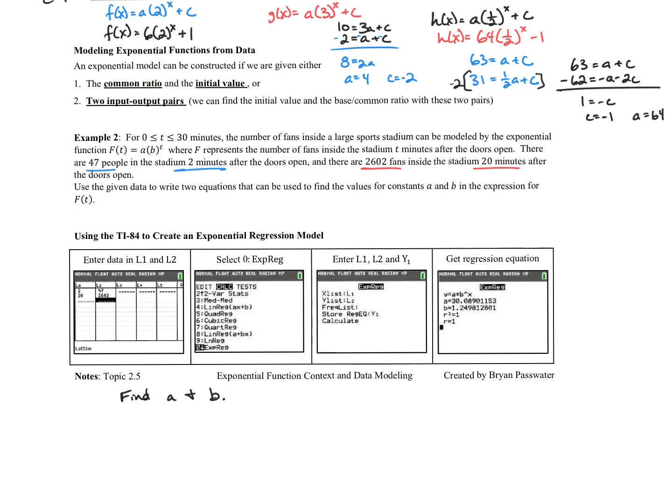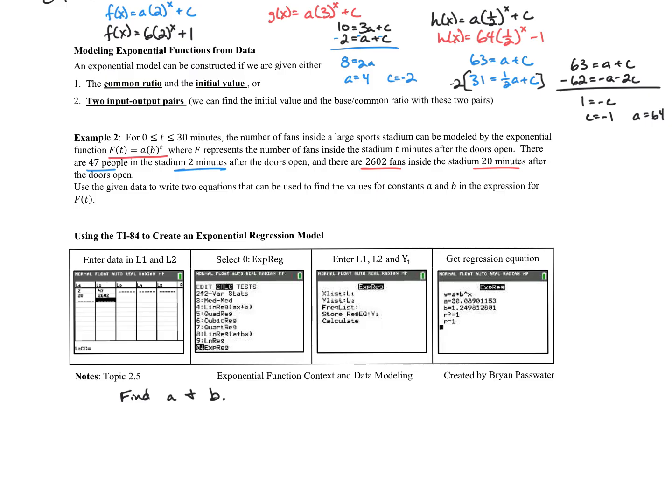All right, fantastic. So f of t is this exponential function. And then they give me 2 items, basically. They give me 47 people in 2 minutes, and then they give me 2602 in 20 minutes. All right, and so what's my input value? Is it minutes or people? Minutes are my input value. And what's my output value?